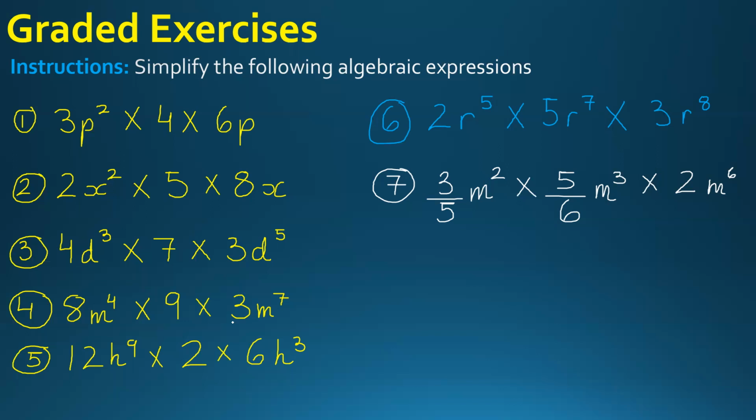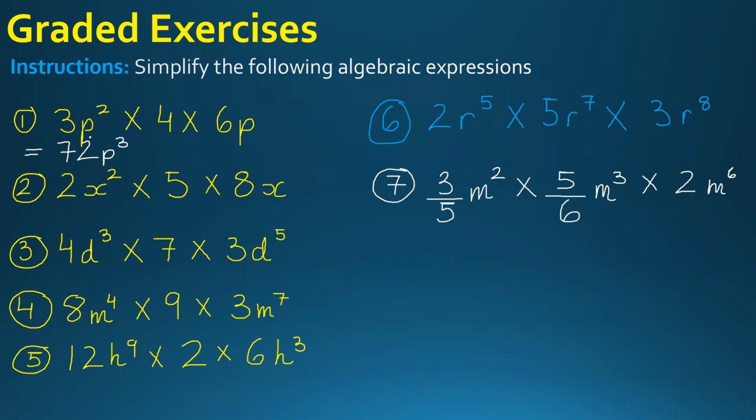Deandra? Okay, go ahead, Deandra. What you get for number 1 and how you got it? Okay, so number 1, we have 3p to the power 2 times 4 times 6p. So what I did is in brackets 3 times 4 times 6, close brackets, times open brackets p to the power 2 times p, close bracket. My answer for that would be 72p to the power of 2 plus 1, so 72p to the power of 3.